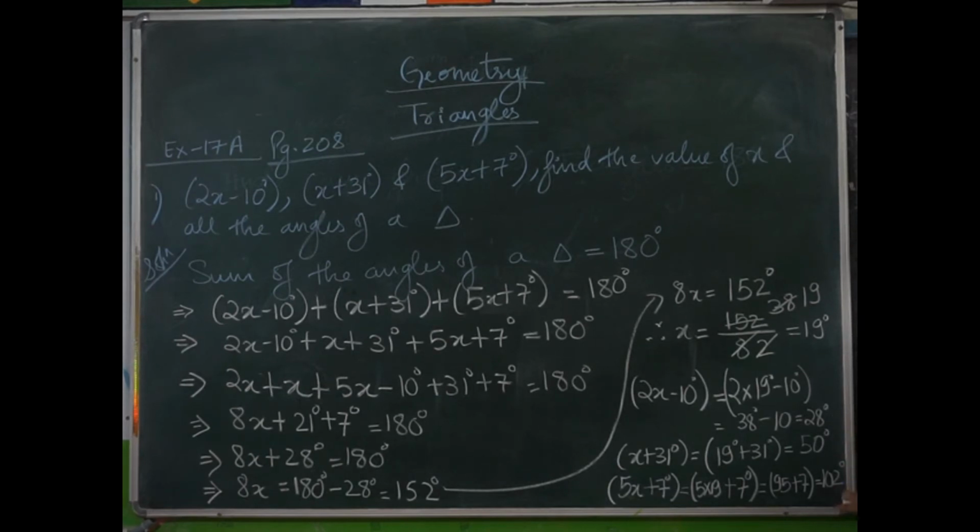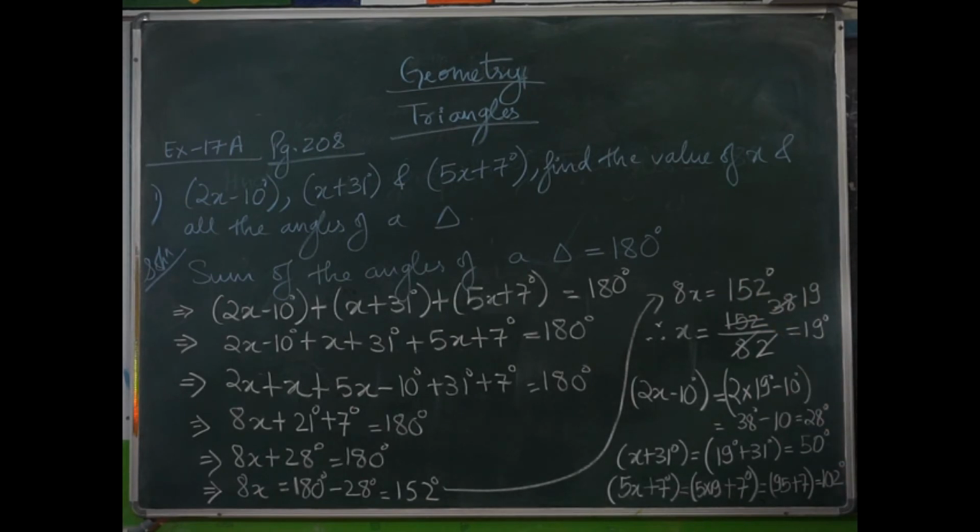Okay. Now, cross-checking whether the answer is correct or not, what we can do is, we have 3 angles formed. Okay, we just calculated the 3 angles. 2x minus 10 degree is equal to 28 degree. x plus 31 degree is equal to 50 degree. And 5x plus 7 degree is equal to 102 degree. Now, cross-checking, how do we cross-check? Add 28 plus 50 and 102. And see if we get 180 or not. If you are getting it as 180, your answer is absolutely correct.